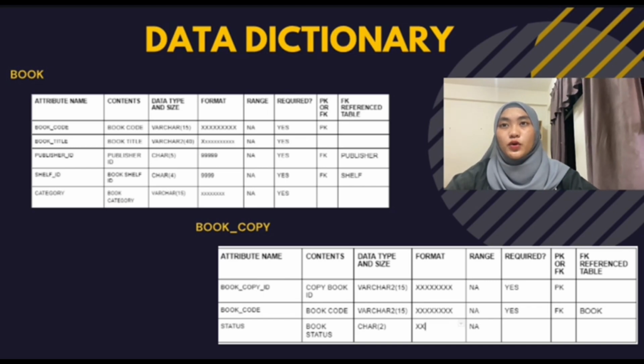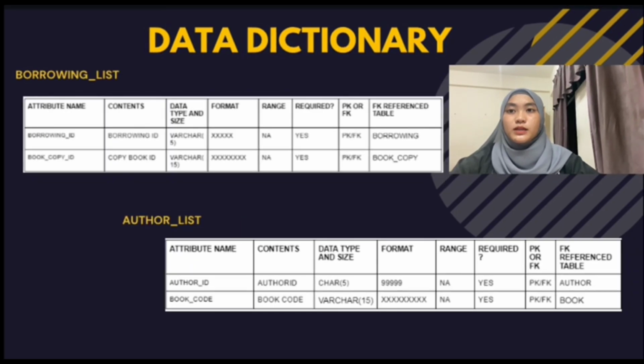Next table is the book copy table. The attributes are book copy ID as the primary key, book code which is required from the book table, and also status. Next table is the borrowing list table. The attributes are borrowing ID and also book copy ID. Both borrowing ID and book copy ID act as primary key and foreign key, referenced from the borrowing table and also the book copy table.